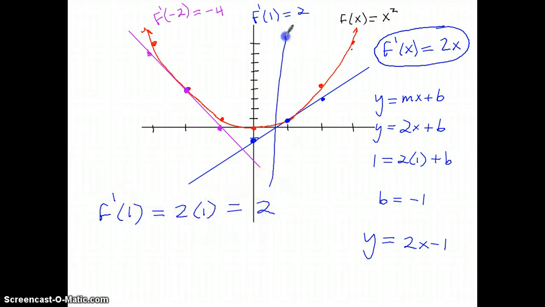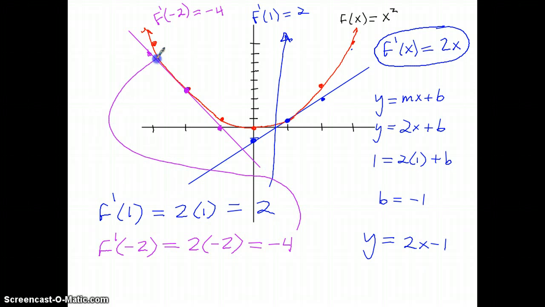That should make lots of sense. That's what we found yesterday. So I could do that with -2 as well. So plugging in -2, I end up with -4, which once again should make lots of sense because that's what we found yesterday. You guys have any questions on that?